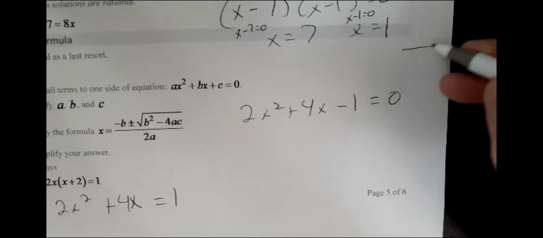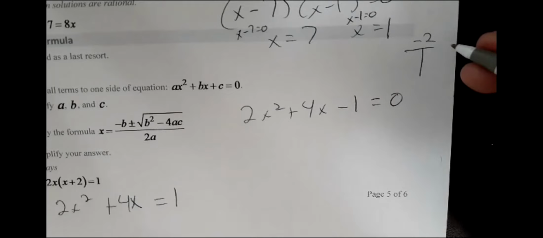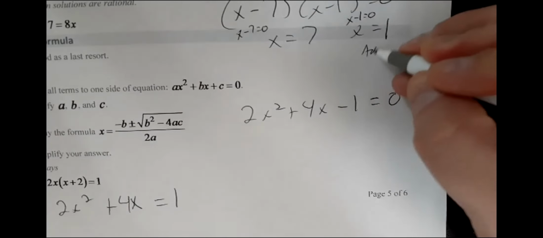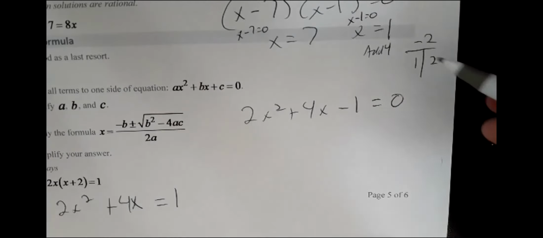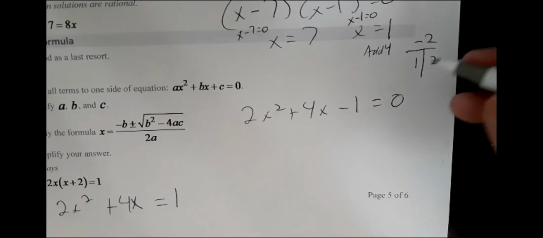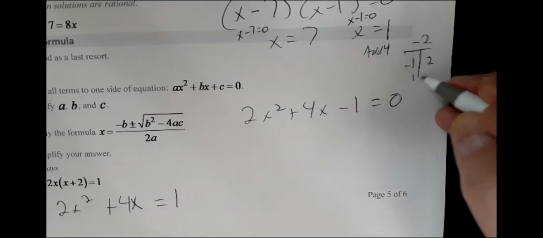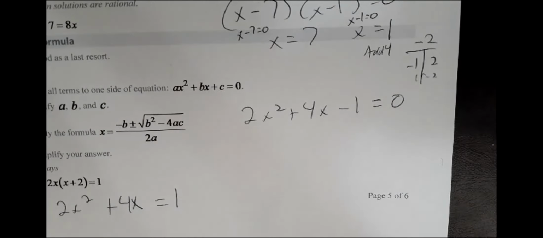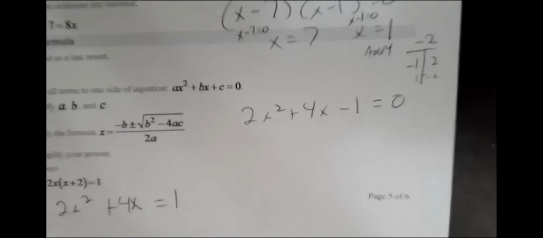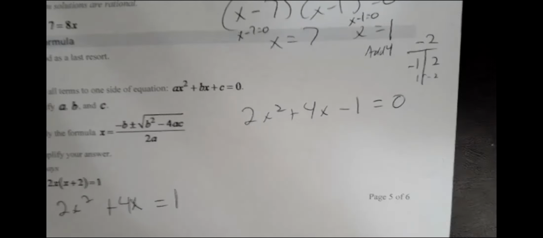If I try to find a magic number that multiplies to minus 2 and adds to 4, the 1 and 2 are the only factors of minus 2, with either one being negative, and there's no way they're going to add to 4. So there's no way I'm going to factor this thing. Previously, we would have said this thing is prime.